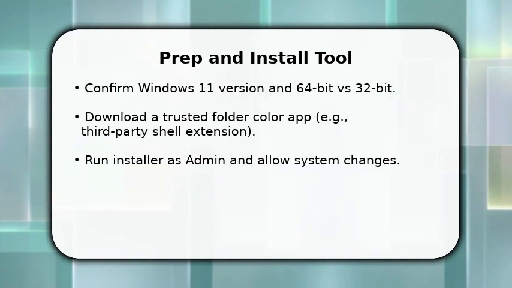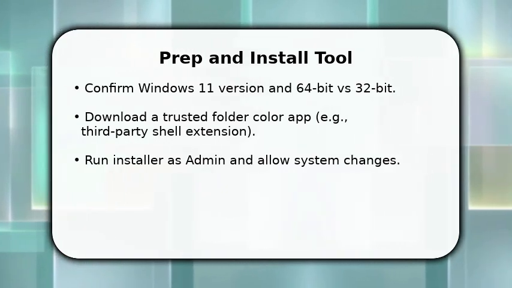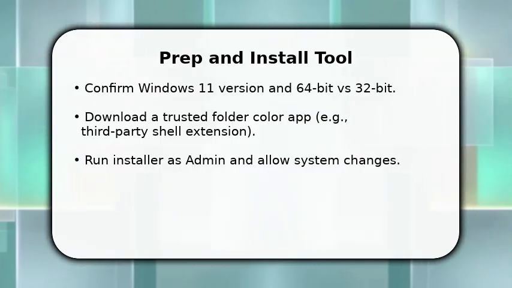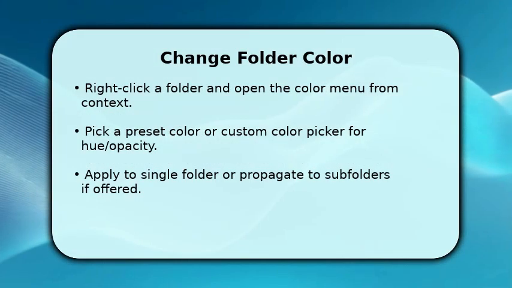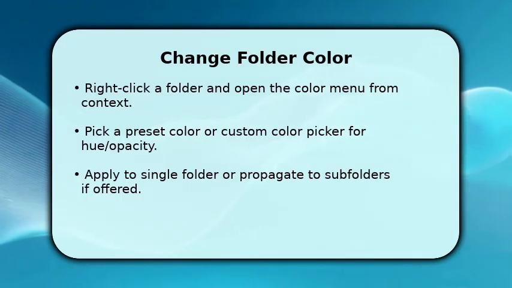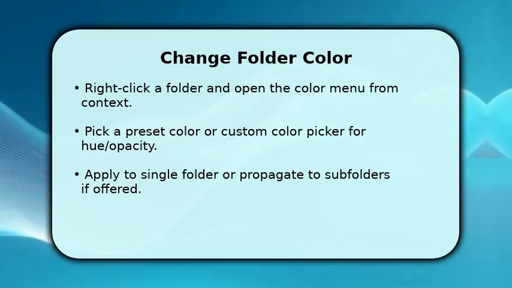After the installer finishes, reboot if prompted, because shell integration often needs a restart to appear in File Explorer. Now you change a folder's color through the integrated context menu. Right-click the target folder in File Explorer and choose the extension's color option. This is where presets and custom pickers are presented.